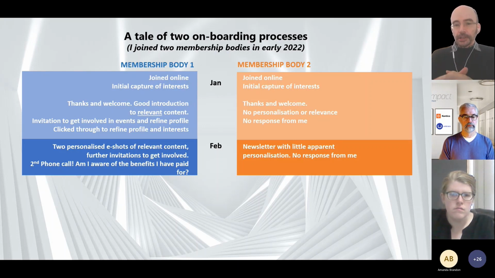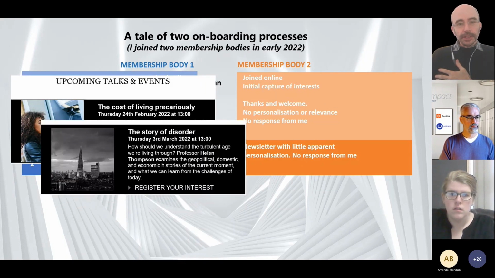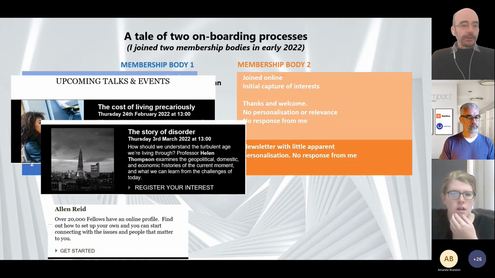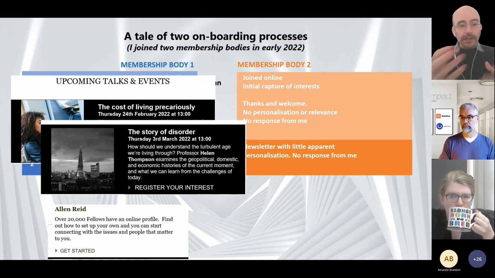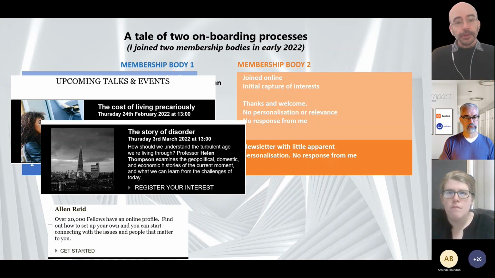I basically got the newsletter that for me looked like it was the same newsletter to everyone. I didn't respond to that at all. So for the RSA, I got this. Really good events, and then I got this saying we've got a fellowship and community. Come and put your own profile online so that people can talk to you, and then you can start connecting with people that have similar interests to you. Click to get started. So that was all very good. I didn't actually do it, but I knew it was there.